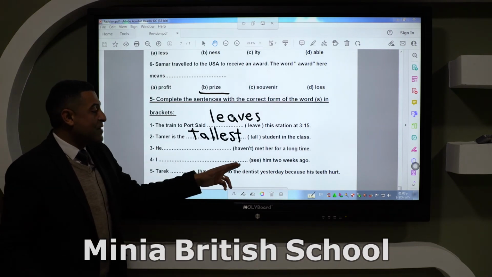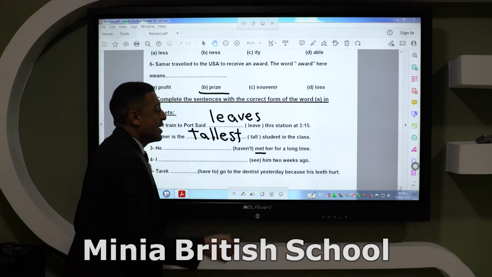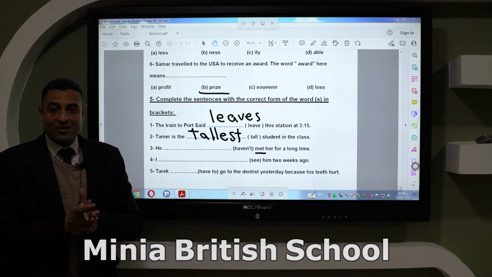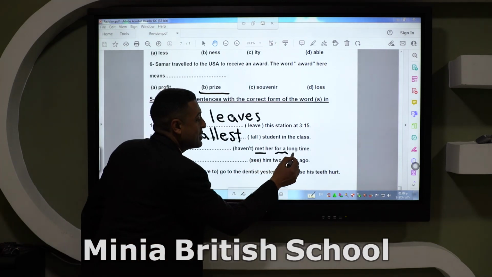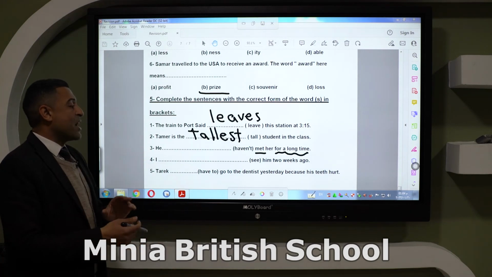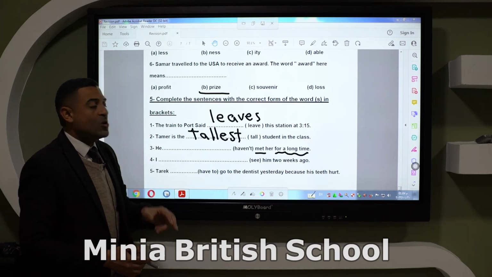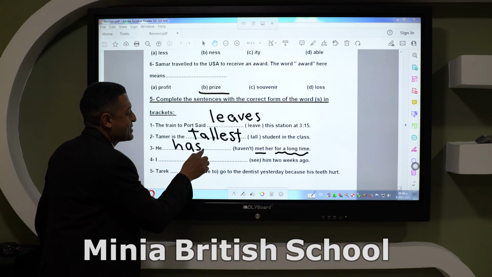He haven't met her for a long time. We have met her, and met is in its past participle form, and we have the word for a long time, and this is a key for the present perfect simple tense. So we have he, and he can't go with haven't, it's hasn't. He hasn't.